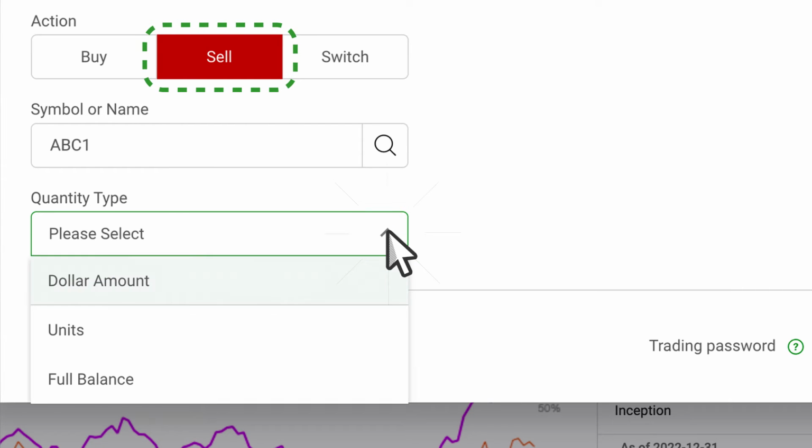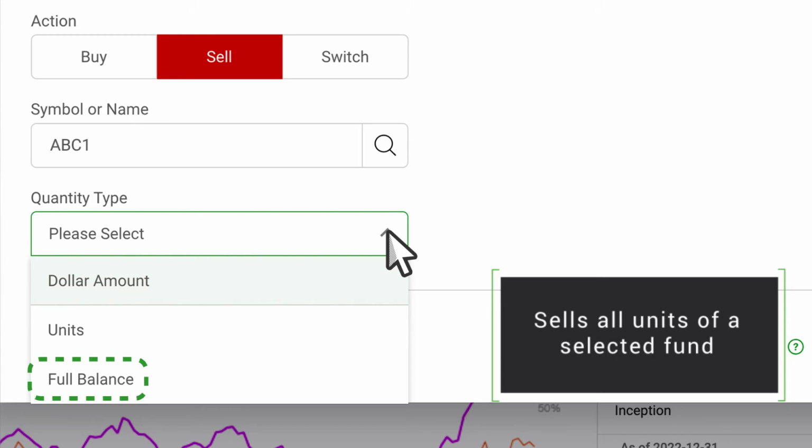When selling a mutual fund, the selection choices are mostly the same as the buy order. However, the quantity field will have a sell all choice. This lets you sell all the units of the fund so you don't have to find out exactly how many you have.